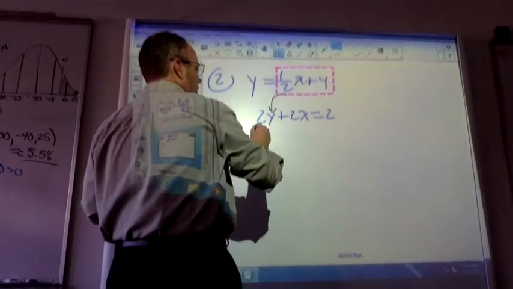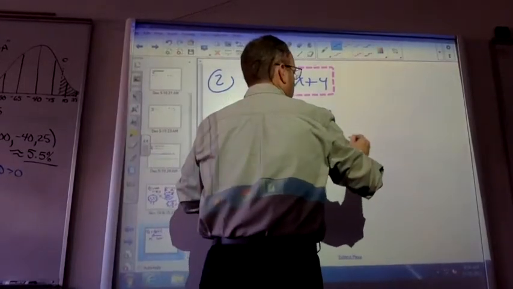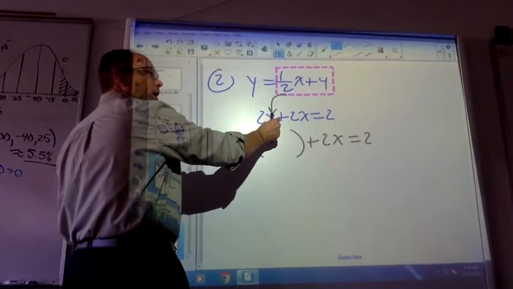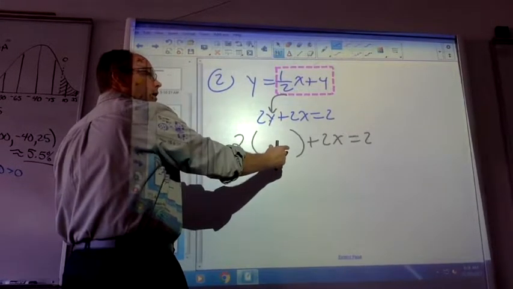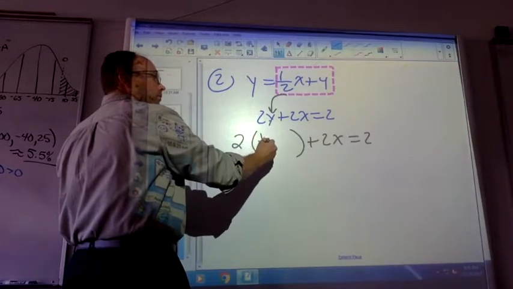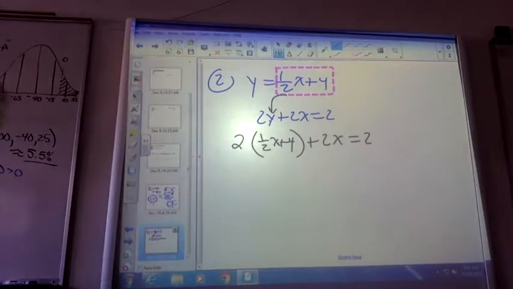So I get 2 parentheses plus 2x equals 2. This had been this y right here. Agree? What's going to go in place of that? 1/2 x plus 4. So what I did is I took something from one equation and I substituted it into the other equation.